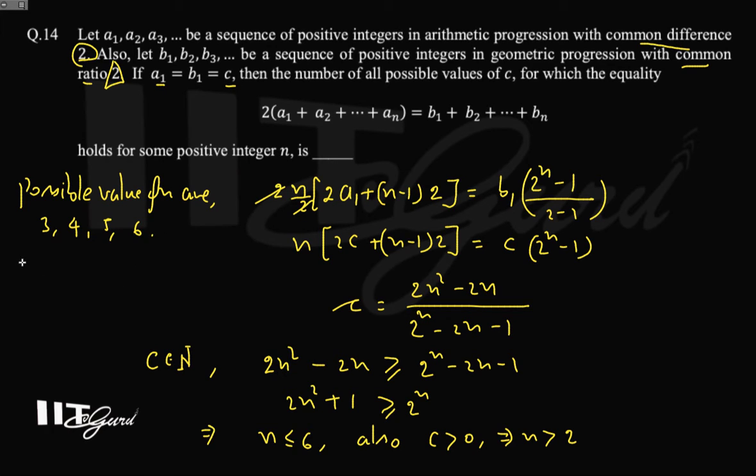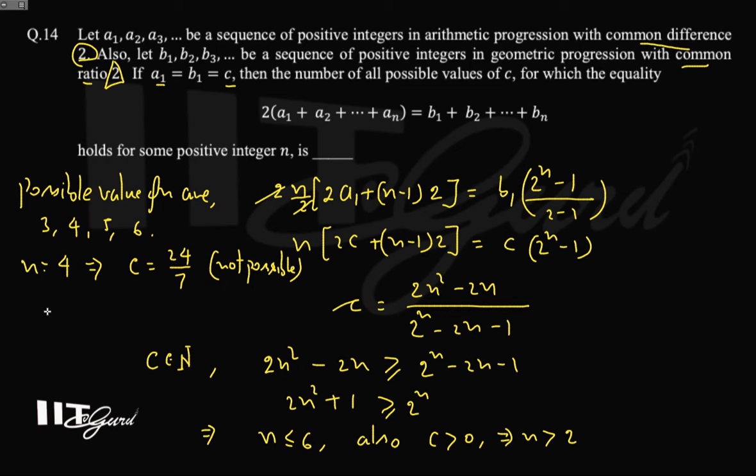Now check, when n is equal to 4, if you put n equal to 4, here you get 16, and then what is the value of C? You just evaluate: 2n square is 32 minus this one 8, that is 24. So this implies C equal to 24 by 7. Is this possible, as C belongs to the natural numbers? So this is not possible.